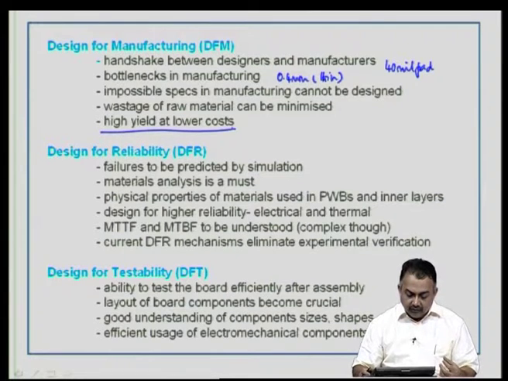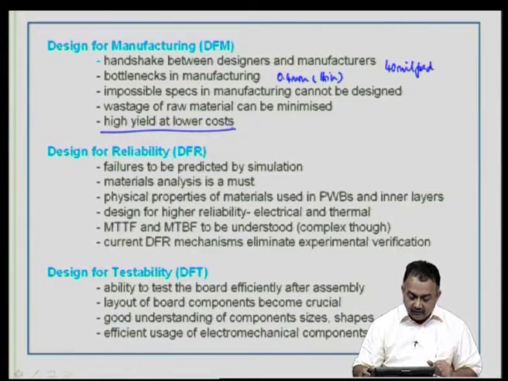Now, what people are trying to do today is, at the design stage itself, if you have chosen the right material, you can expect failures, you can minimize failures, and in some cases you do not even have to do experimental verification.